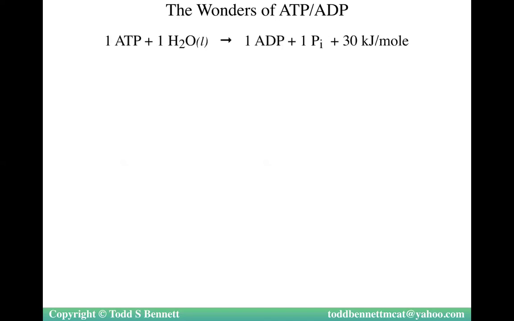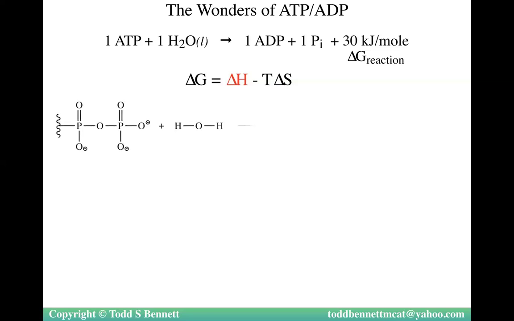ATP and ADP. This is an important one for bio, important one for GChem, important one for OChem. It carries a lot of weight. So they tell us that this is plus 30 kilojoules per mole, they being usually a biologist. I want to emphasize that's a delta G, not a delta H. Okay, so delta G equals delta H minus T delta S. So we are actually going to look at delta H and figure out what's going on bond energy-wise.